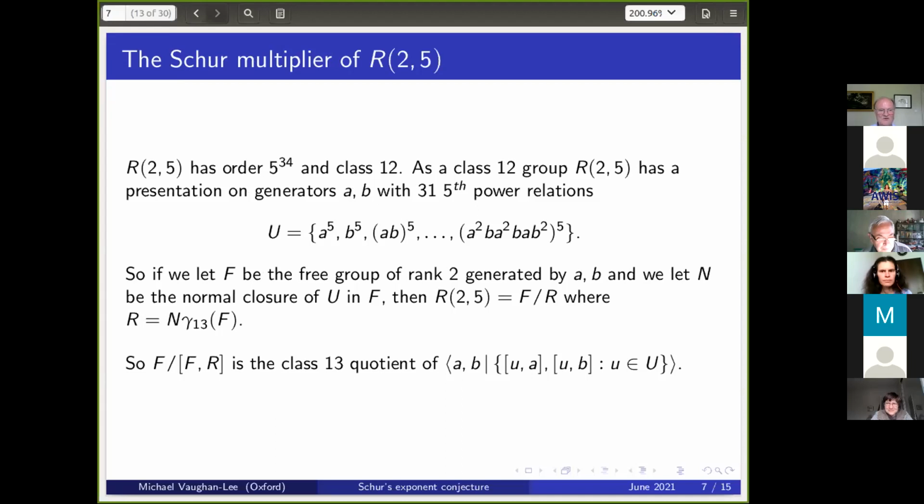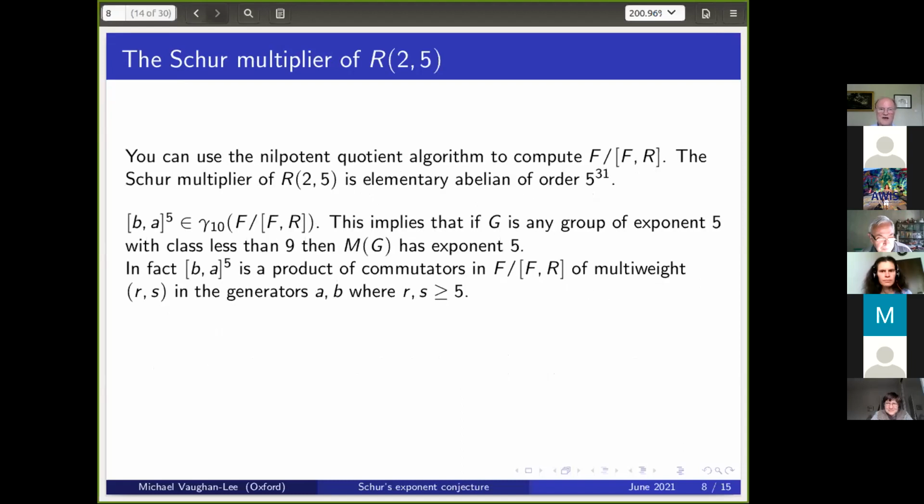So then you get the quotient F factored out by F comma R as the class 13 quotient of this two generator group, A and B, and you make all these fifth powers central. So for U, one of these fifth powers, you add in relations U comma A equals 1 and U comma B equals 1. So that's a group with 62 relations, 31 choices for U, 62 relations. You can use the nilpotent quotient algorithm in Magma, or in GAP for that matter, to compute this quotient. And then you can read off the Schur multiplier. And it turns out to be elementary abelian of order 31. No great surprise that the 31 is the same as the number of fifth powers needed to define it as a class 12 group. But it's a nice coincidence, and it always seems to work as a coincidence, but we don't have a proof that that's always the case.